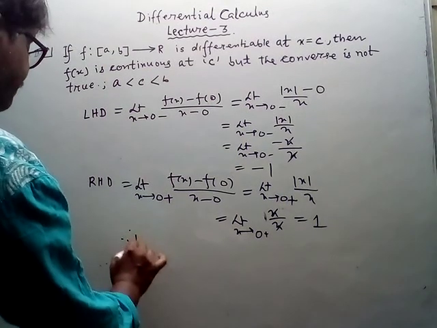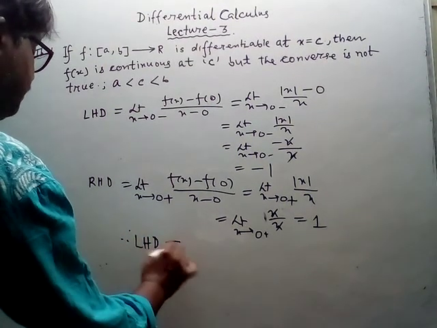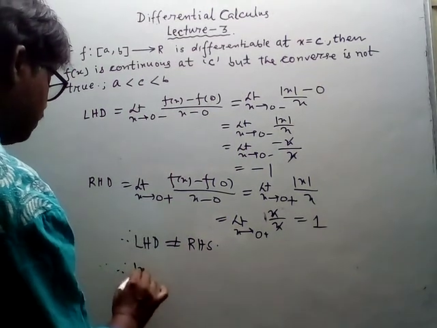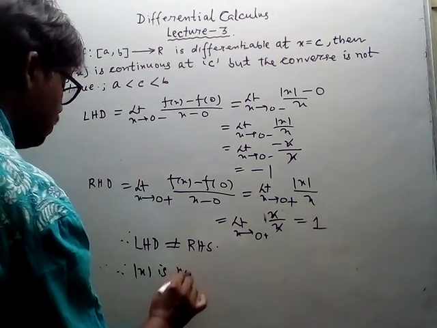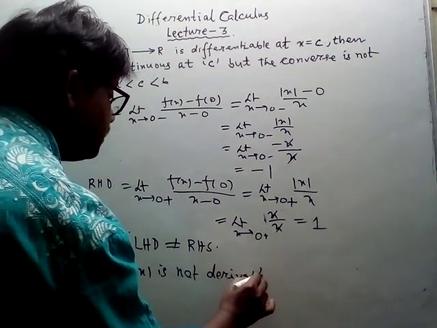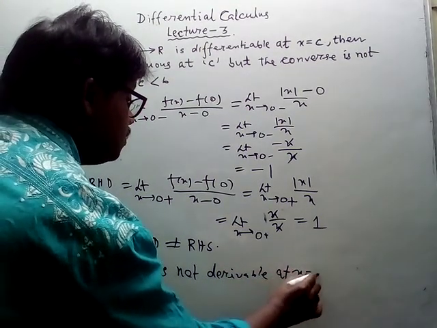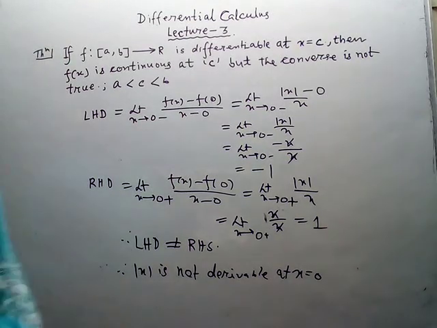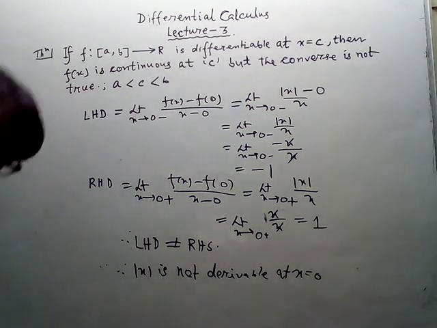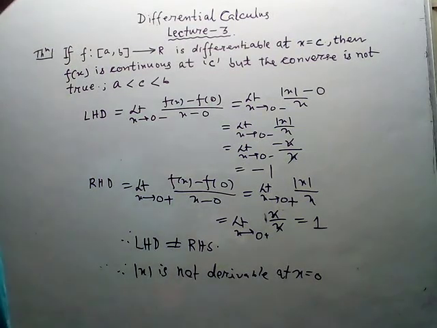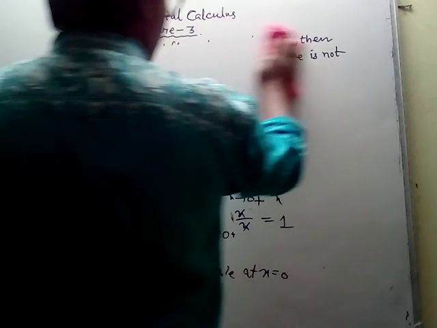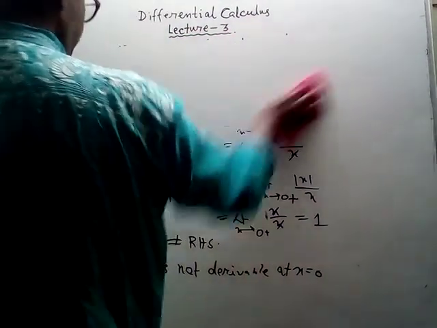Therefore, the left hand derivative is not equal to the right hand derivative. Therefore, modulus x is not derivable at x equal to 0, although it is continuous. So derivability implies continuity, but the converse is not true.